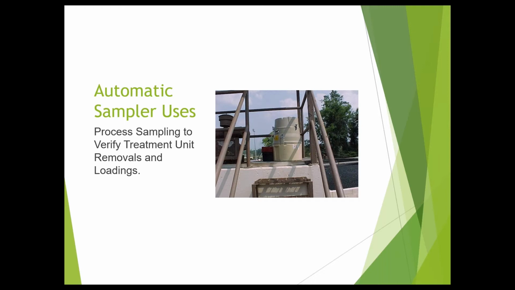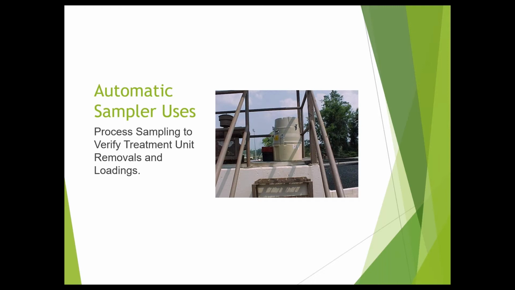The automatic sampler is there to sample sometimes in difficult locations, sometimes when we need a frequency of sample that is beyond what we can get. So I can tell you, typically at the EPA, we sample every 15 minutes. Imagine if someone had to stand out there and take that sample every 15 minutes to get a representative sample. That would be a poor use of time.